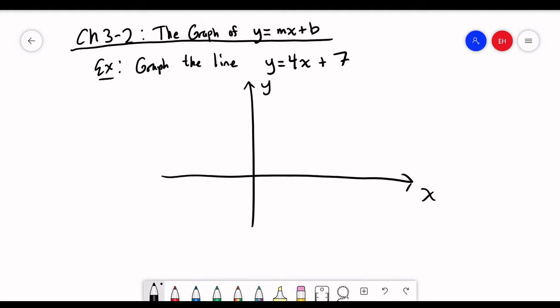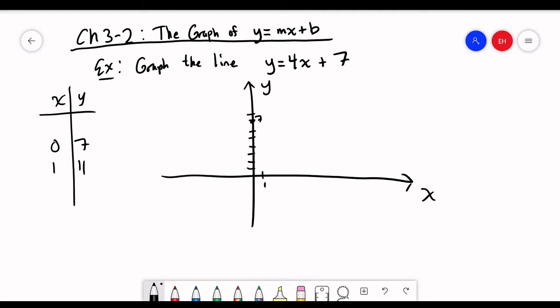Chapter 3.2, the graph of y equals mx plus b. Now, I know you guys know it's a line, and I know it's a line too, but let's just look at how we can quickly graph this. For one example, I've got y equals 4x plus 7.